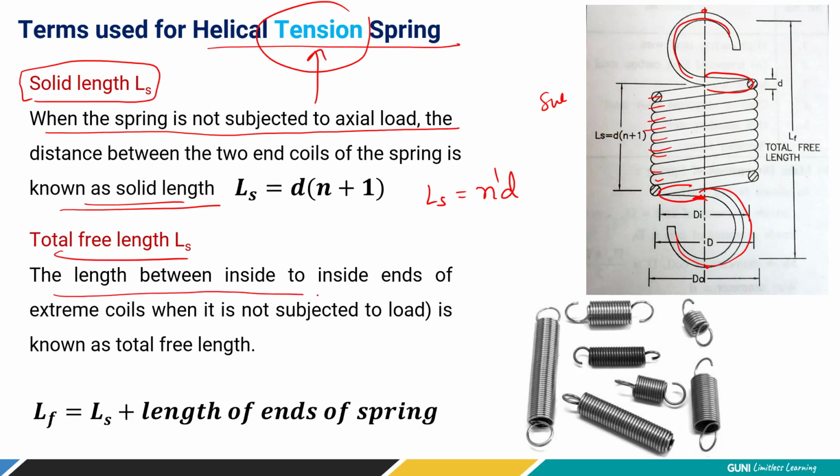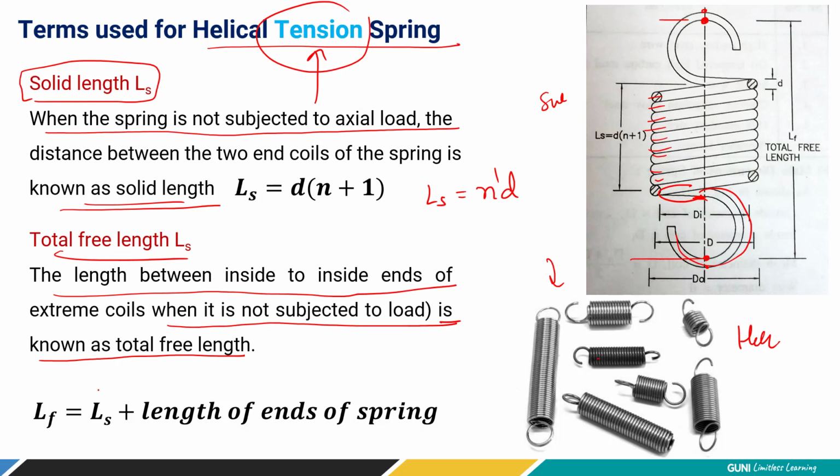The length between inside to inside ends. This is what is shown in the figure. This is inside, right? And this is inside. So inside to inside ends of the extreme coils, when it is not subjected to load. When the load is not applied, that is the case. In that case, the length is known as the free length, from the inside position to the inside, right? Just look at the pictures. These are examples, all helical tension springs of different lengths and diameters.